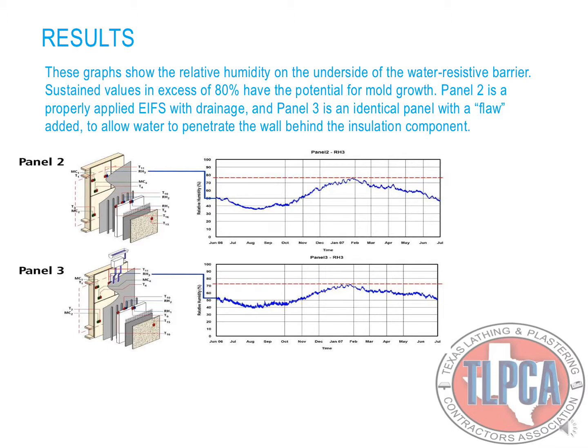Department of Energy testing results. The graphs below show the relative humidity on the underside of the water-resistive barrier. Sustained values in excess of 80% have the potential for mold growth. Panel 2 is a properly applied EIFS with drainage, and Panel 3 is an identical panel with a flaw, which allowed water to penetrate the wall behind the insulation component. As you can see, neither system ever sustained 80% humidity, and both systems performed as expected.